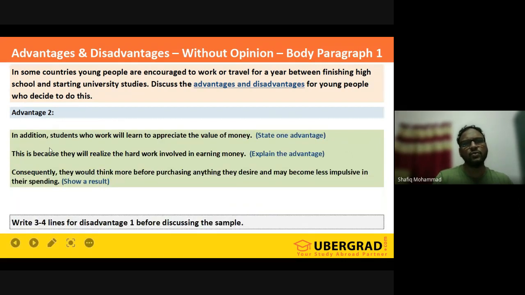In addition, students who work will learn to appreciate the value of money. Okay. Another thing is money. Obviously, they know how to spend money, how to value money, how to save money. Also, whatever the parents and the country have given them, they'll appreciate it once they go out and see that other countries don't have proper education and proper facilities, isn't it?